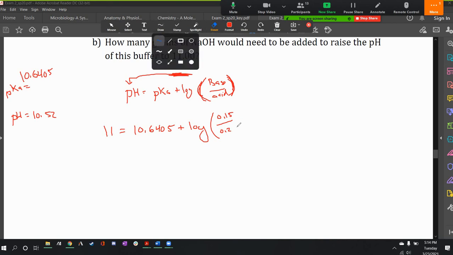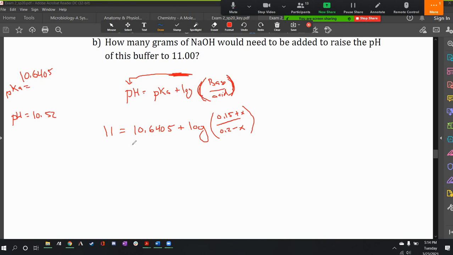But we don't actually want that to be our ratio, right? We know we need to tweak this ratio. So we want to increase the amount of base present because we're trying to raise the pH from 10.5 up to 11. And you increase the pH by increasing the amount of base. Conversely, we're going to reduce the amount of acid present. One goes up, the other goes down. And now it's a matter of the algebra.